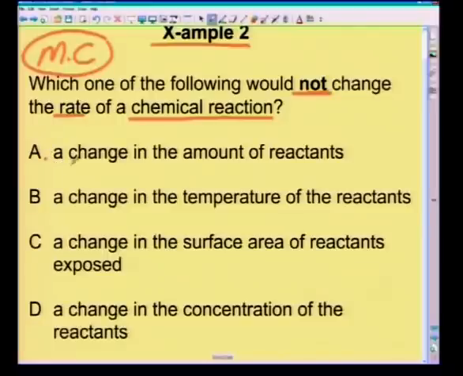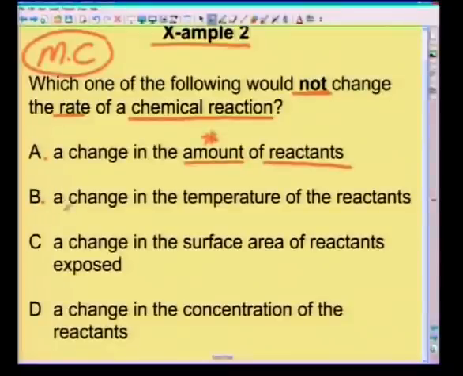A, a change in the amount of reactants. Wow, amount of reactants. Amount, something we didn't say much about since we started this lesson. But let's go through the rest, B, C, and D, and see whether we can find something that will not change the rate of reaction. Let's come to B. B says, a change in the temperature. Oh yeah, this one we're familiar with. We know temperature definitely changes the rate of reaction.